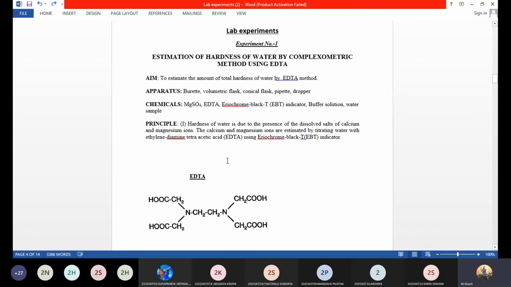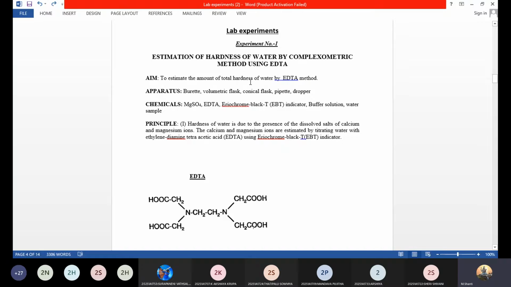Yes, ma'am. Okay. Now coming to experiment 1. Here the EDTA method is used for finding out the temporary hardness, permanent hardness and total hardness. So you can find out 3 types of hardness. But because of the time constraint, we are just making you calculate till total hardness only, because this is only one step we are making you do.